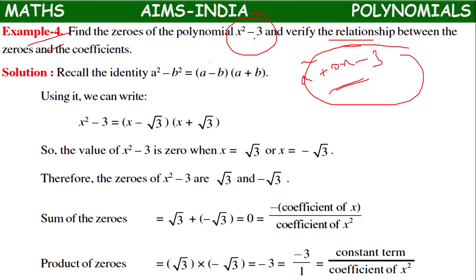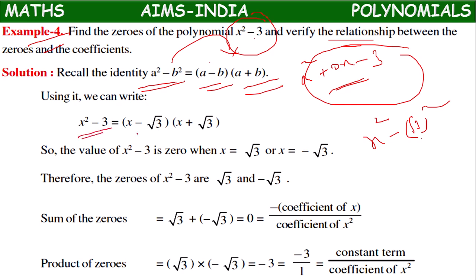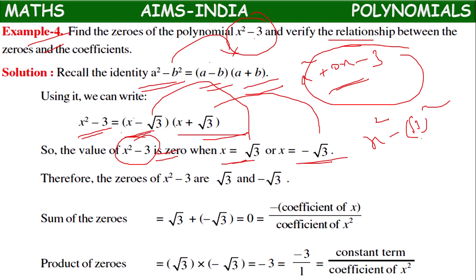So this is in the form of x square minus root 3 whole square, which is in the form of a square minus b square, whose expansion is a plus b into a minus b. x square minus 3 can be written as x plus root 3 into x minus root 3. This quadratic polynomial will be 0 when this factor is 0 or this factor is 0. Means x equal to root 3, x equal to minus root 3. Therefore, zeros are root 3 and minus root 3.